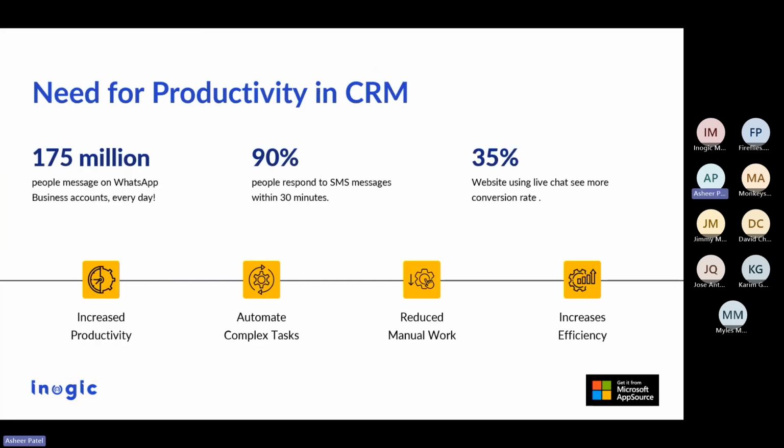Okay, so going over what is the need for productivity in CRM. As you see, on a day-to-day basis, there are millions of business messages that are taking place on WhatsApp Business, and it has become a very prominent marketing messaging platform. Apart from WhatsApp, we have SMS, which has a very high response ratio. Around 90% of people tend to respond to SMSs. And what we have also seen is that if a website has a live chat aspect in it, there is a higher chance of the prospect being converted. We have seen around 35% higher conversion ratio in that.